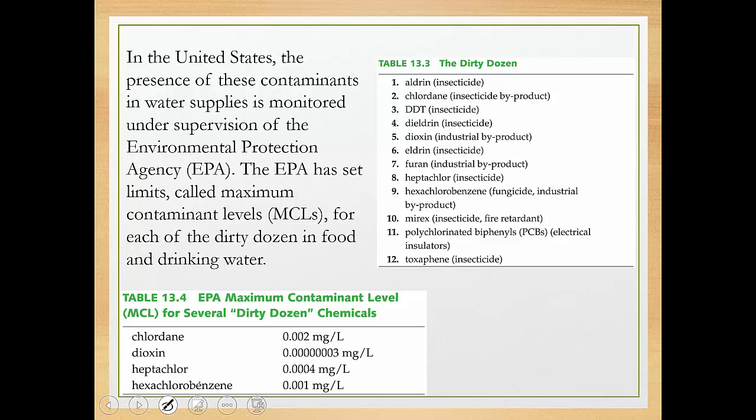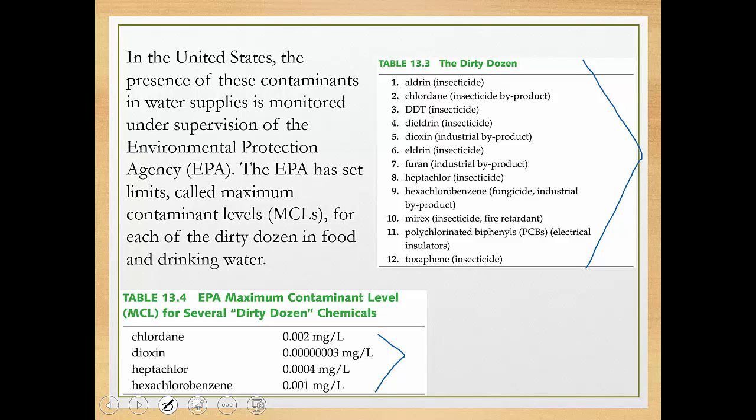So the Dirty Dozen are listed here, and they're in your book in Table 13.3, so you can see what those are. You may be familiar with some of those. We're not going to go through them individually, but there they are. Now, in the U.S. at least, the presence of these contaminants in a water supply is monitored through the EPA. And the EPA has set what they call maximum contaminant levels for each of these 12 compounds in the Dirty Dozen. So there's a certain level that can be found in food or drinking water. And here's just some examples of that.